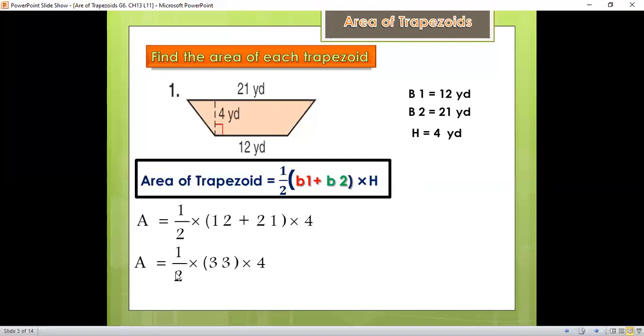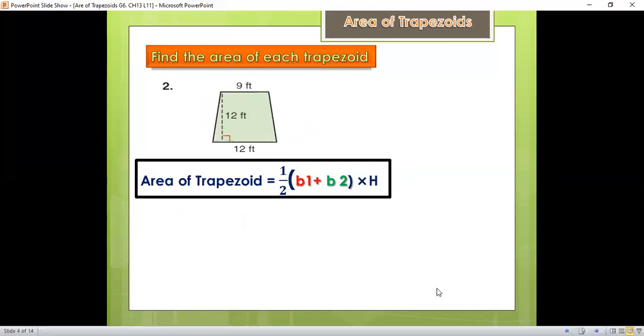Try to get half of 4. It's very easy. Half of 4 equals 2. Then 2 multiply 33 equals 66 square yards.